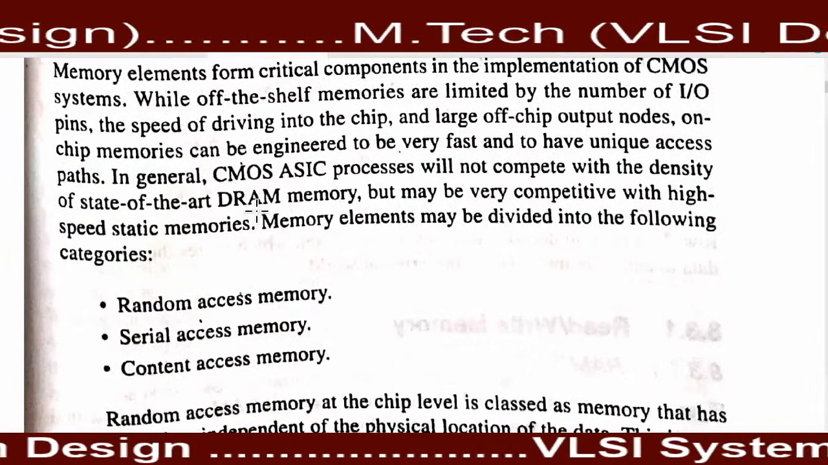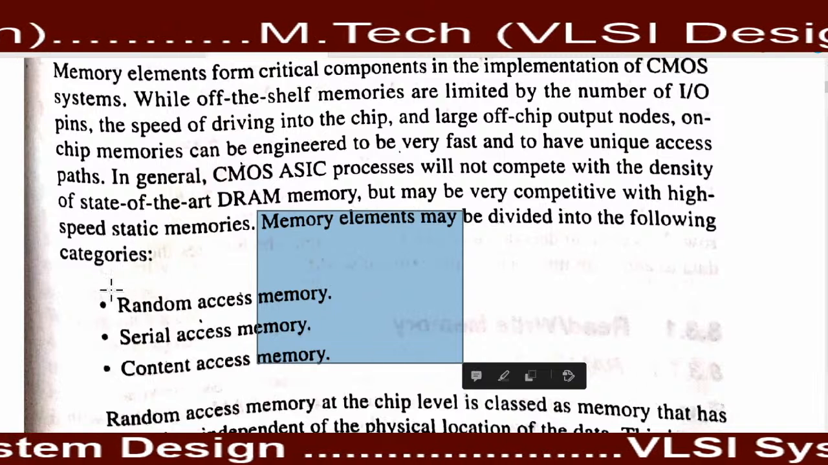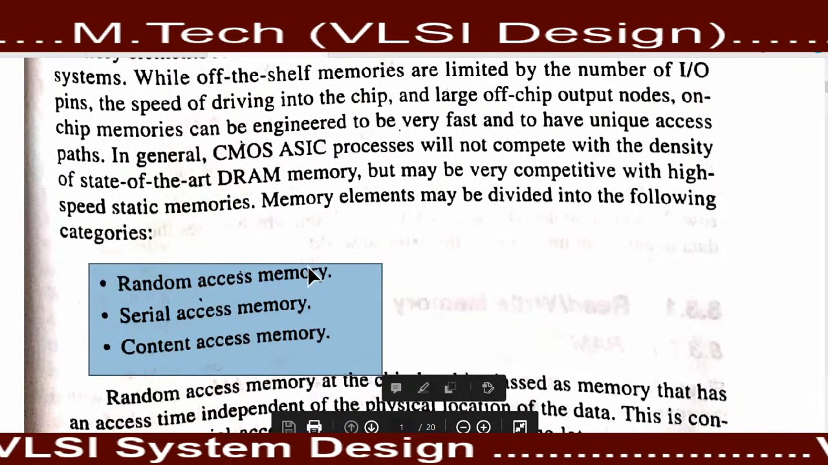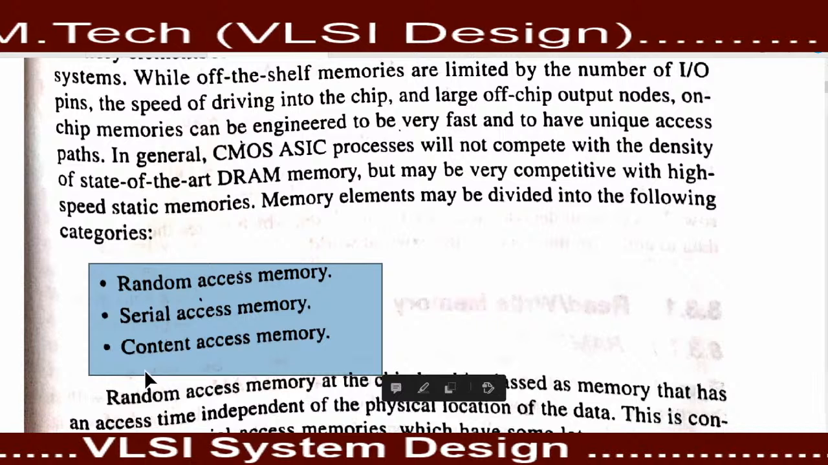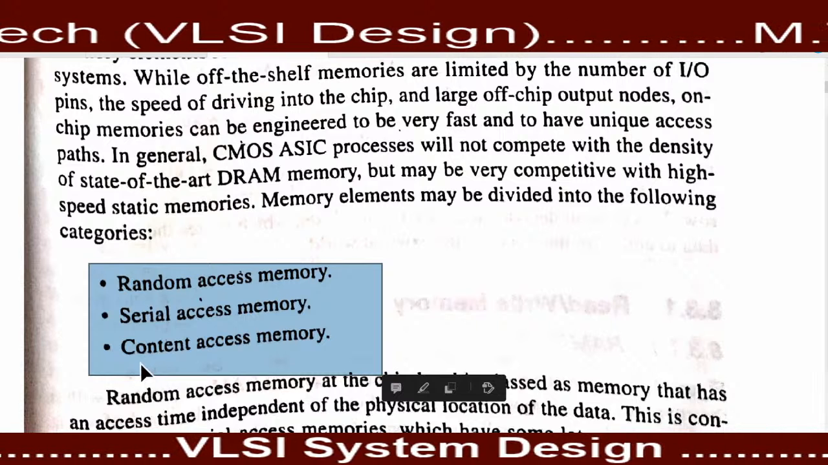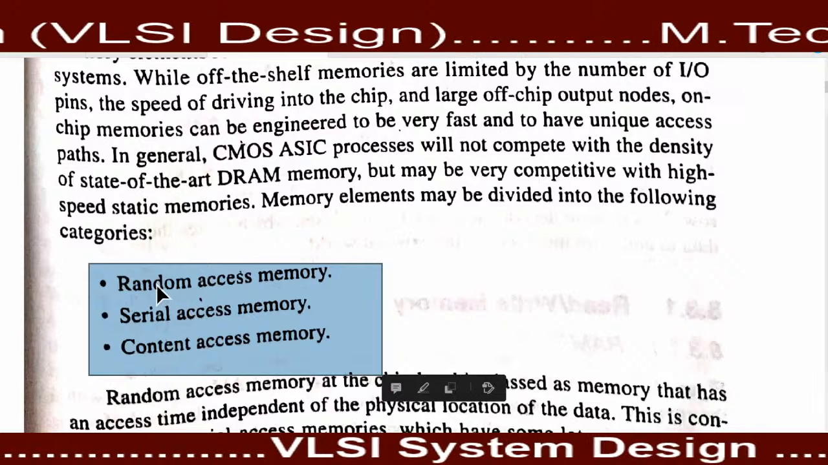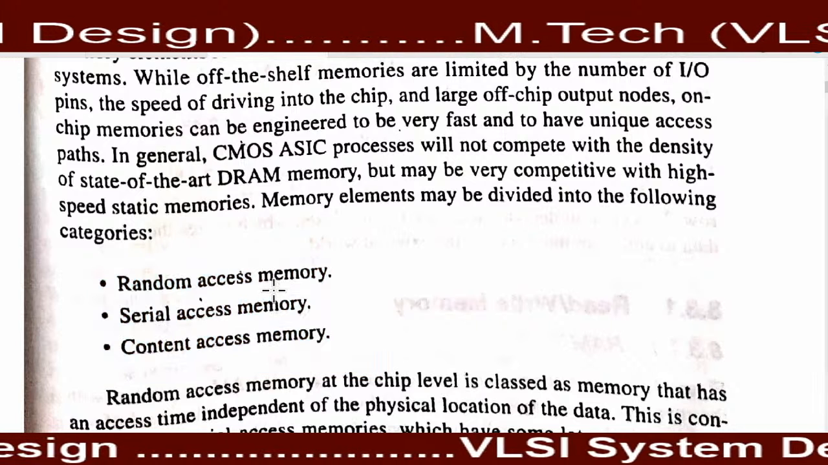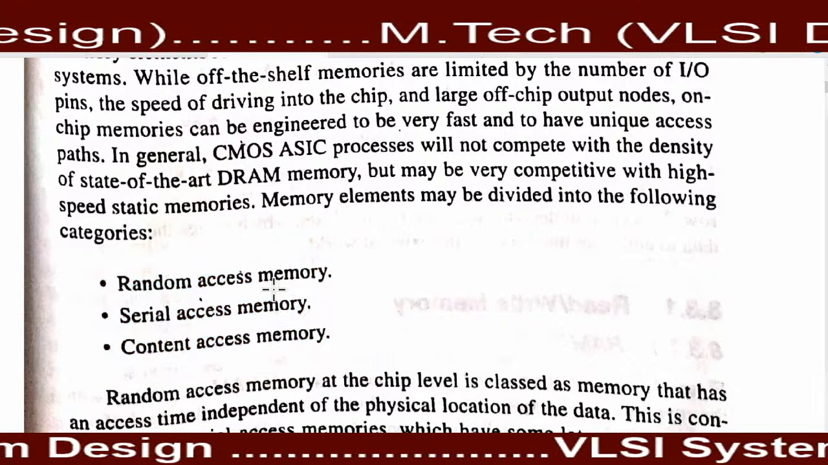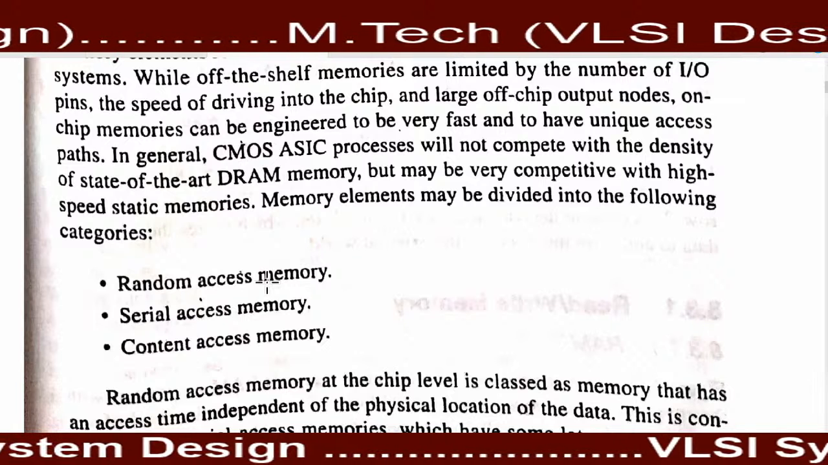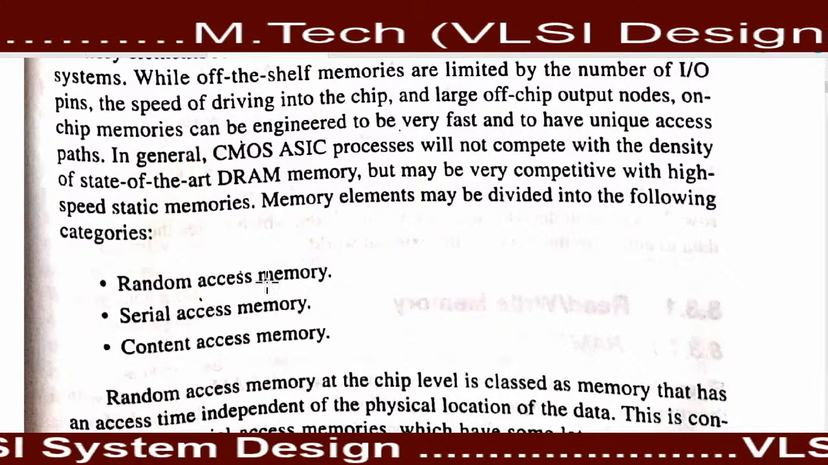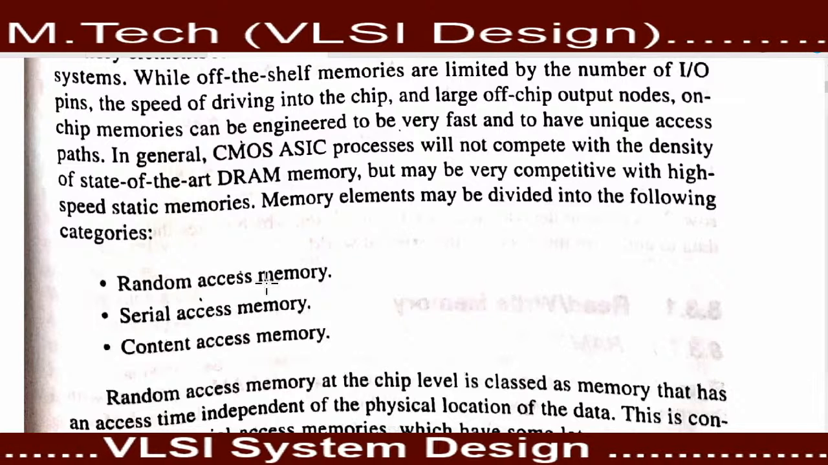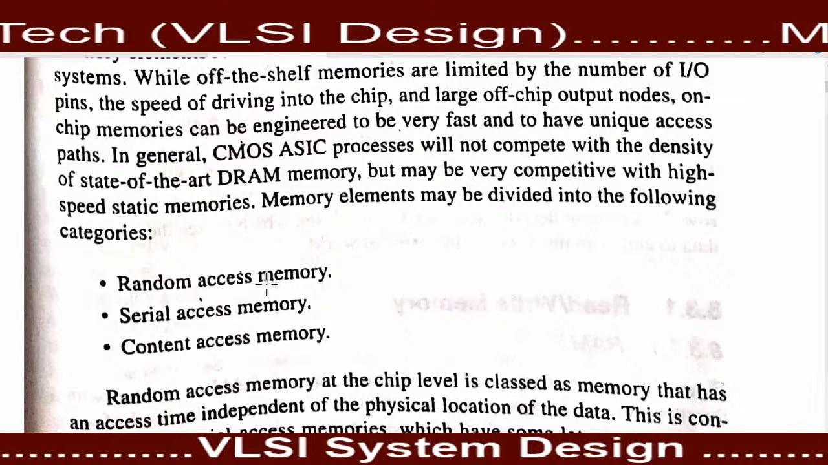Okay, so basically memory elements can be divided into the following three types. The first one is random access memory, the second one is serial access memory, and the third one is content addressable memory. As the name suggests, random access memory is a memory in which we can access the data randomly. It means that there is no limitation on the location of the accessing cell. We can access any memory cell from any location of the memory.